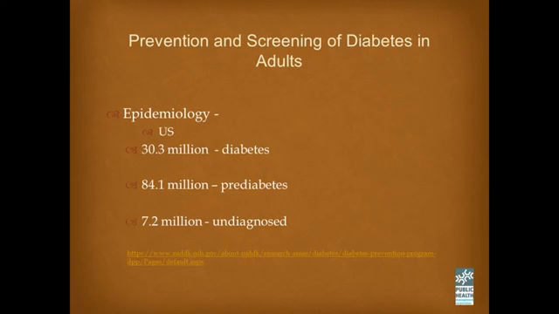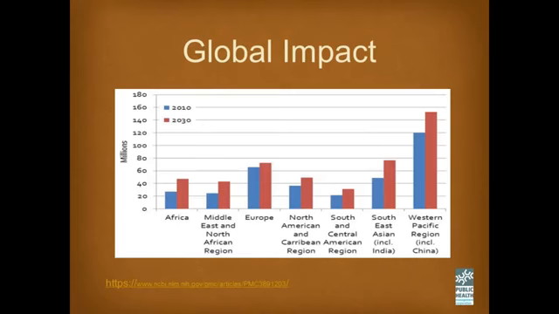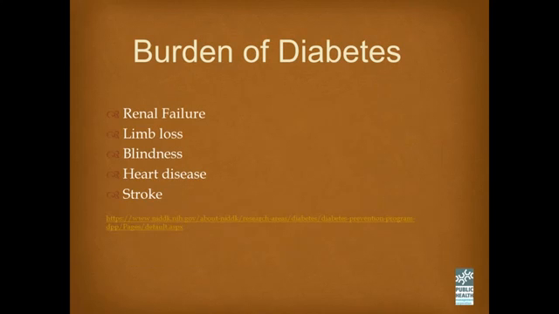We know that the burden of disease associated with diabetes is significant. Diabetics are more likely to suffer from kidney disease leading to renal failure, amputation, and blindness related to microvascular compromise. And the cardiovascular complications are even more impactful, with diabetics being 2 times more likely to die from heart disease and 2 times more likely to suffer from stroke.